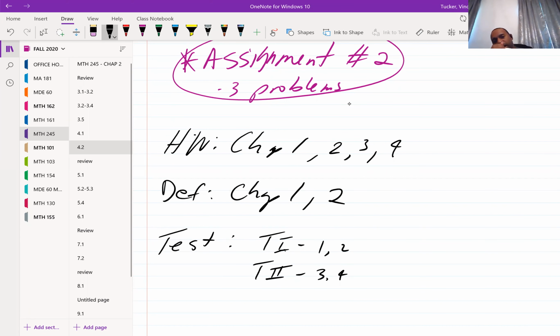So that's what you guys are held responsible for up to this point. I don't hold you responsible for anything that we haven't covered or anything like that.